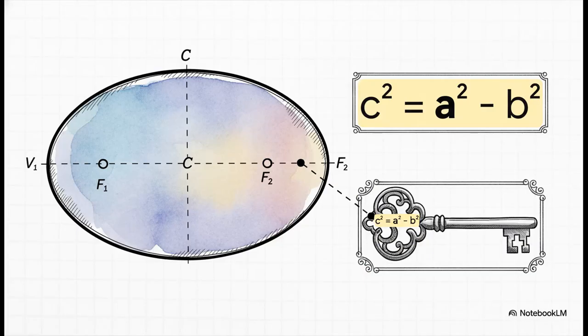So how in the world do we find these mysterious foci? Well, we use this simple, really elegant formula. c is just the distance from the center out to each focus. And look closely, see that minus sign? That's key. You just take a squared minus b squared to get c squared. This little formula is what unlocks the location of those all-important foci.